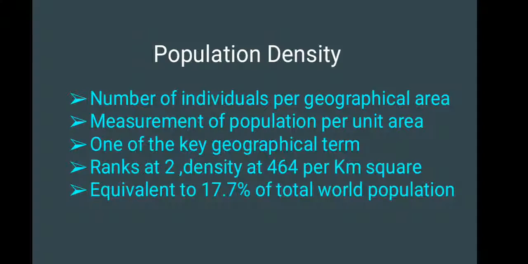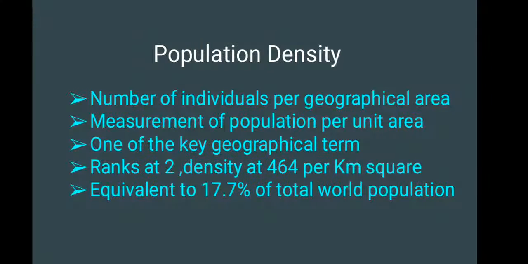Density is equal to, if you like physics, we can say density is equal to mass per unit volume, like per m cube, right? Here the mass is nothing but the population. Population constitutes mass, like weight is considered for that mass. So measurement of population per unit area, one of the key geographical terms. It ranks at 2, density at 461 per square kilometer.